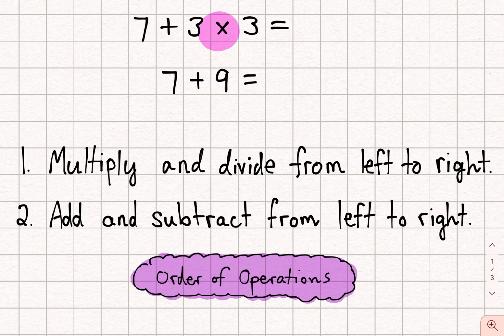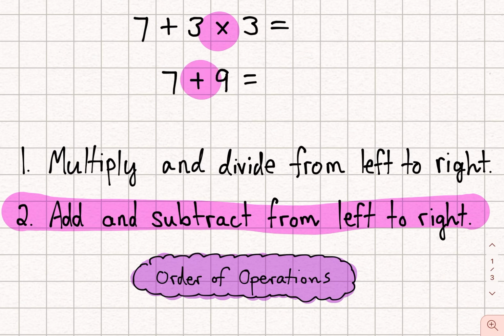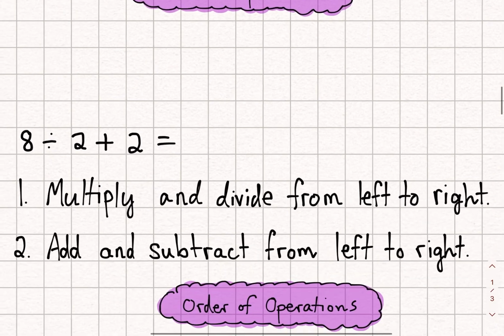And is there any addition or subtraction in this problem? There is, right here. So we'll do that next. What is 7 plus 9? That equals 16. So each time we'll do the multiplication or division first, then we'll do the addition or subtraction second. How about this next one?